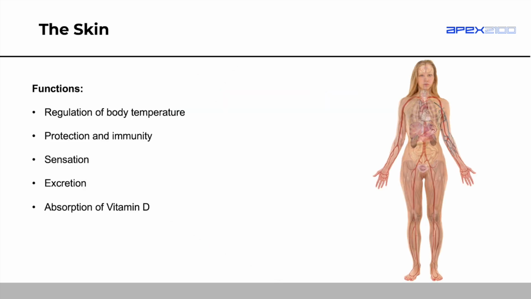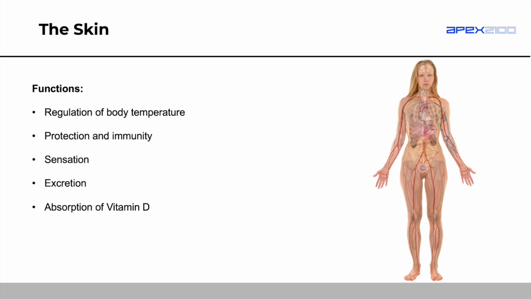Okay, in terms of functions of the skin, it plays a really critical role in the regulation of body temperature. It helps to maintain a stable internal temperature, and it does that through sweating and vasodilation or vasoconstriction, depending on if we're hot or cold. The skin also acts as a barrier and protects our body from external threats.